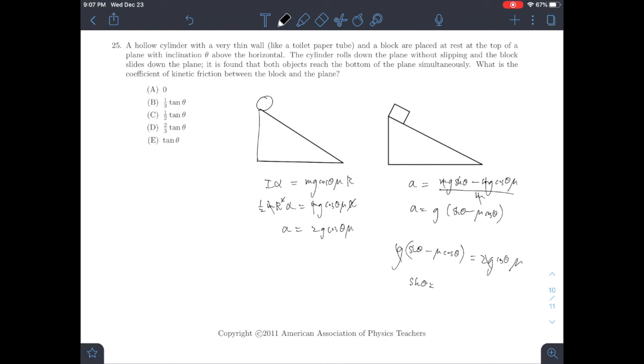Wait a second. That's not right. Oh, we forgot. It's a hollow cylinder, not a uniform cylinder. So the coefficient is equal to 1, just 1, mr squared. So we need to cancel that 2, which finally we have mu is equal to 1/2 tangent theta. Oops. Okay. So the answer should be C.